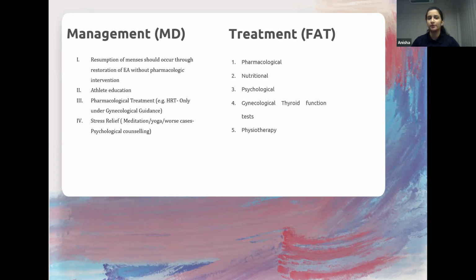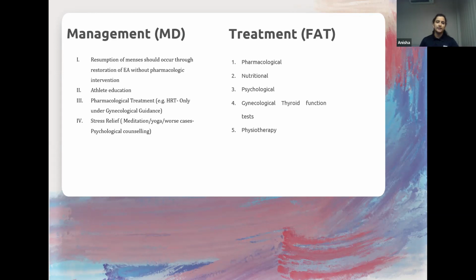Resumption of menses should occur through restoration of energy availability. Now, this is something that means you shouldn't stop eating. An athlete should never stop eating because they are having a particular eating disorder or maybe menstrual disturbances, because that is a myth. If you don't have enough energy with you, there is no point of doing anything because you will not have enough capacity in yourself to give you 100%. And that is where you will eventually land up in even more trouble.